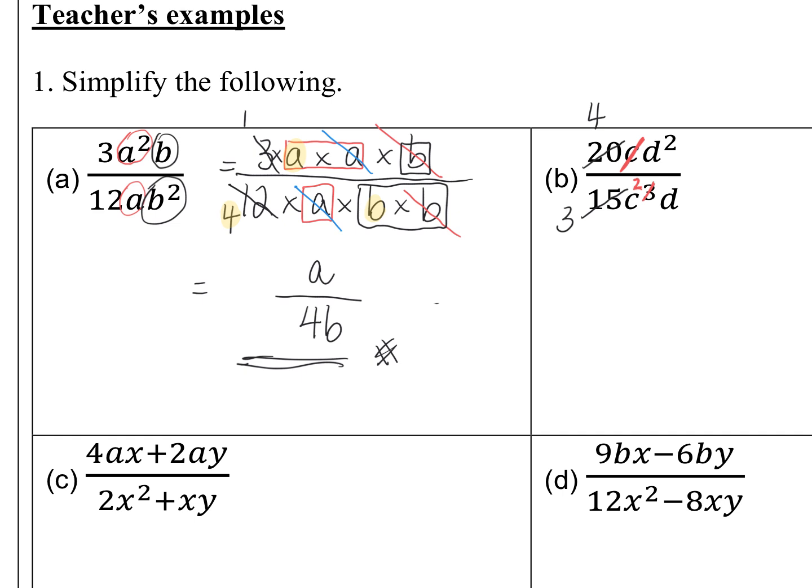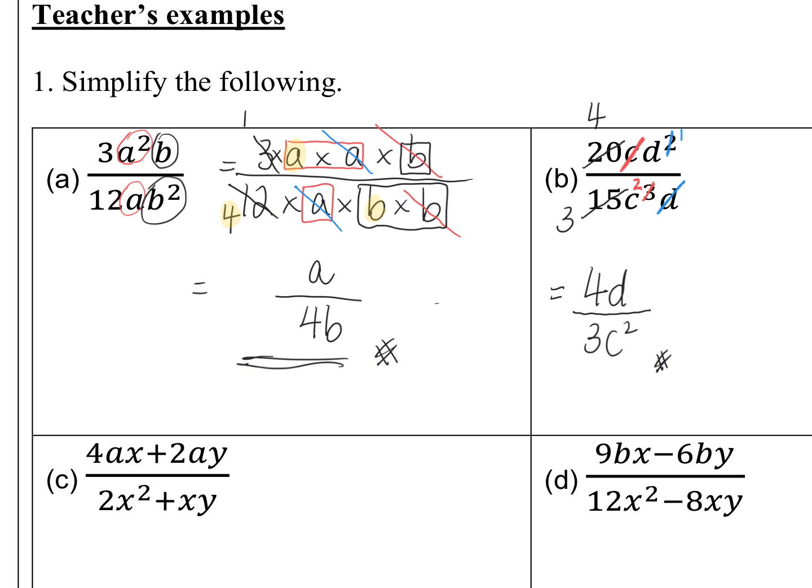Next one. D, I have 2 on top, but 1 at the bottom. So I cross out 1 of it. This one gone. So when you cancel, cancel carefully. You don't anyhow cancel until you cannot read the question. So what am I left with on top? 4D. And then 3C squared. Done. You can always at this point check again. Still got anything in common I missed out or not. Then you can continue cancelling.